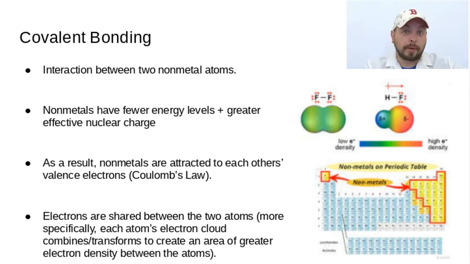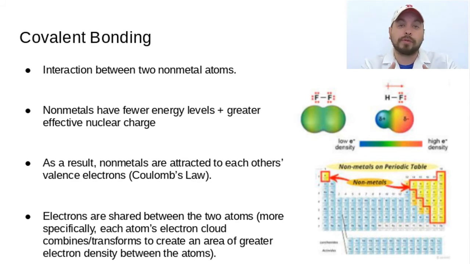Let's start by talking about covalent or molecular bonding. In covalent or molecular bonding, we have the interactions between two nonmetal atoms. Nonmetals, by their nature, tend to be smaller, so fewer energy levels, and have higher effective nuclear charges, right? So if we look at the periodic table, they're in the top right corner. What this means is that they have a relatively strong attraction on valence electrons, not just their own valence electrons, but also the valence electrons of other atoms within interactions. So two nonmetals are going to be relatively attracted to each other's valence electrons.